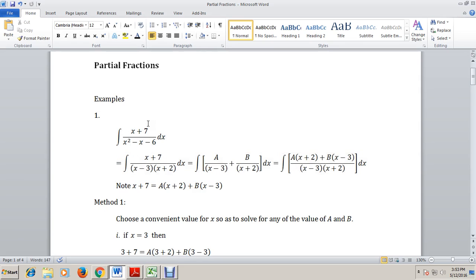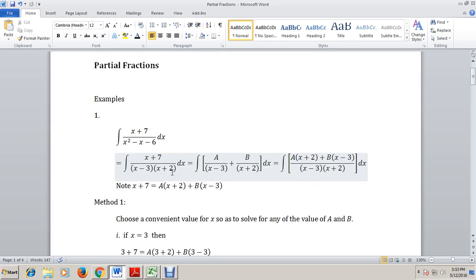In the case of example number 1, you have to realize that the denominator here, x squared minus x minus 6, is factorable into linear expressions, particularly x minus 3 and x plus 2. Now, of course, x minus 3 and x plus 2 are linear factors.